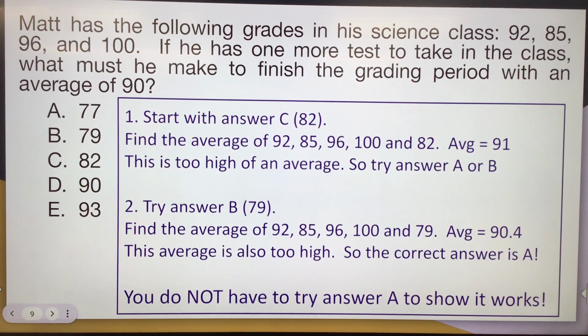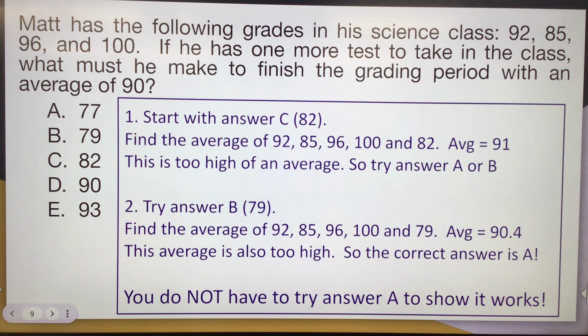For example, we have this question. Matt has the following grades in his science class: 92, 85, 96, and 100. If he has one more test to take in the class, what must he make to finish the grading period with an average of 90? So we could do it the math way, or we could just plug in the various answers and find the one that will give us an average of a 90.